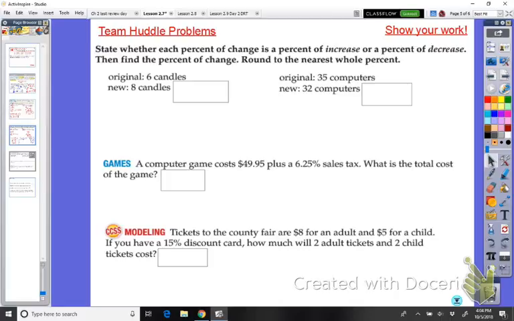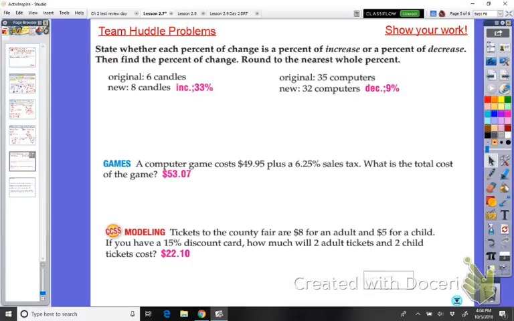All right, I'm not going to show all the work up here. I'll just display the answers. This one was an increase of 33%. This one was a decrease of 9%. The computer game, the total cost with sales tax is $53.07. And then this last one has an answer of $22.10.